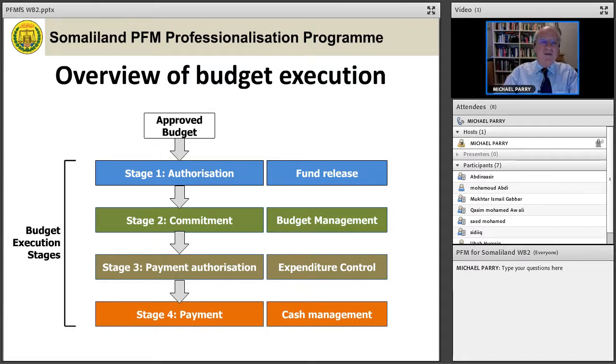This is a simplified version of the diagram that is in the workbooks, showing the 4 stages of budget execution. Stage 1, authorization, which we deal with as fund release. Stage 2, commitment, which we deal with under budget management. Stage 3, payment authorization, which we deal with as expenditure control. And Stage 4, payment, where we deal with cash management.